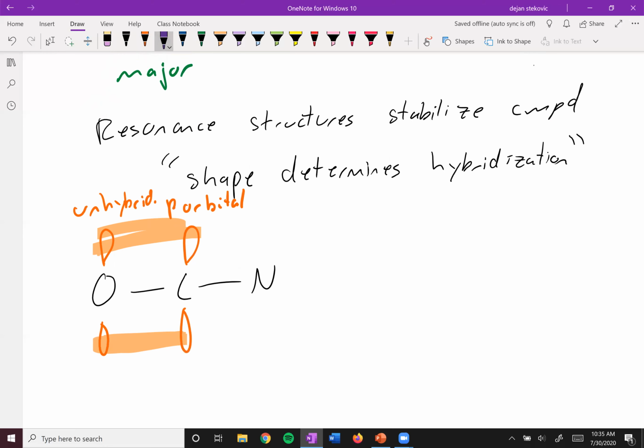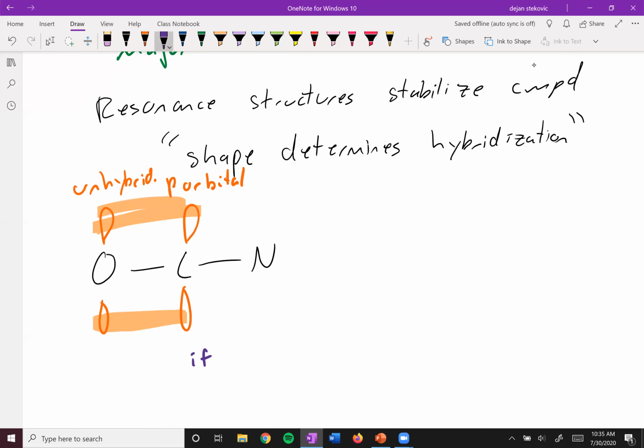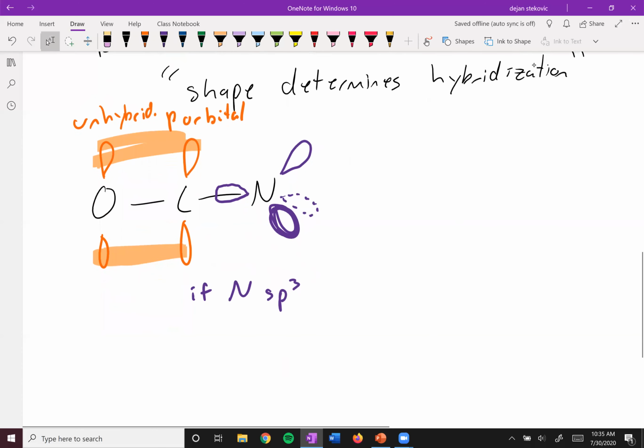And so if this nitrogen was sp3, right, it would look something like this, right? One of its sp3 bonds would be going like this. One would be going out. One would be coming out to the front of the board. And one would be going out to the back of the board, right, in order to get that tetrahedral shape. And so you see that these electrons cannot actually conjugate with this compound. They can't resonate.